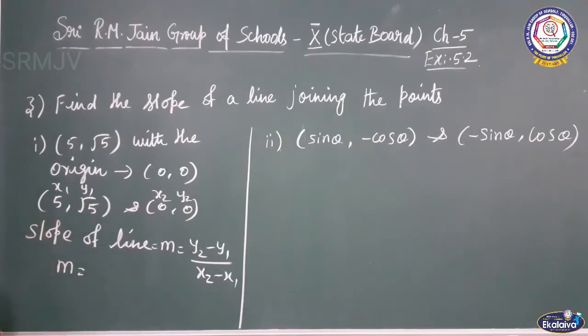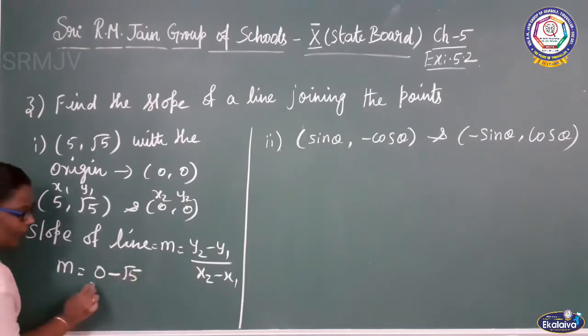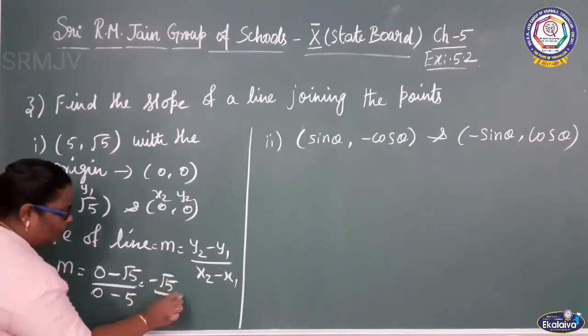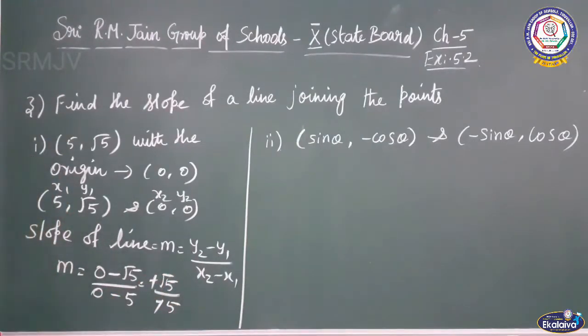So m equals, what is the y2 value? 0 minus the y1 value root 5, by x2 which is 0 minus 5. Or you can choose it as y1 minus y2 by x1 minus x2 also. So it gives minus root 5 by minus 5. Minus gets cancelled, m equals root 5 by 5. You can write 5 as root 5 into root 5, and root 5 gets cancelled. So what is the value of m? 1 by root 5. The value of m is 1 by root 5.